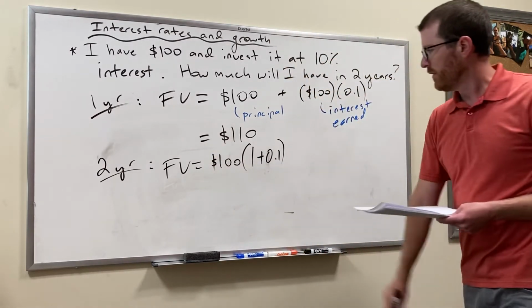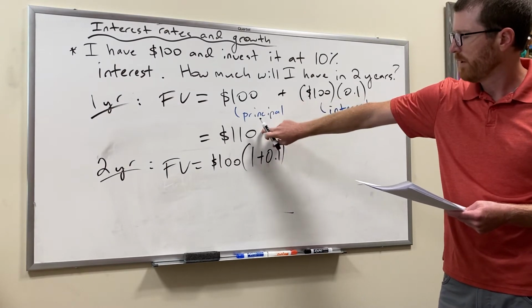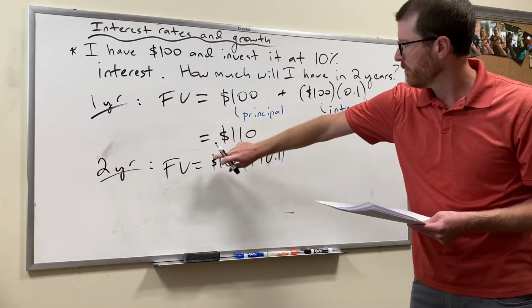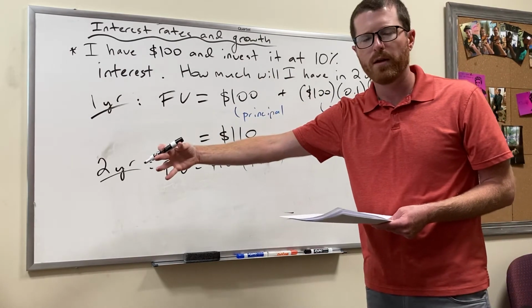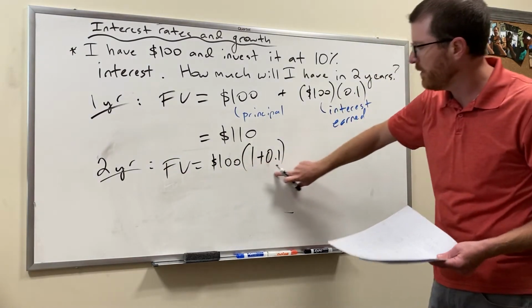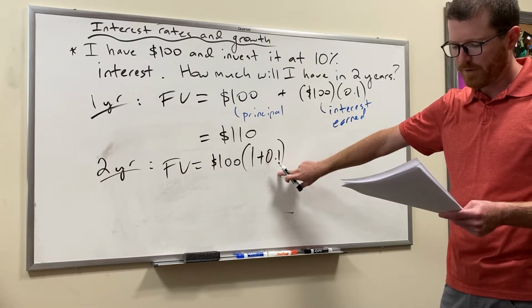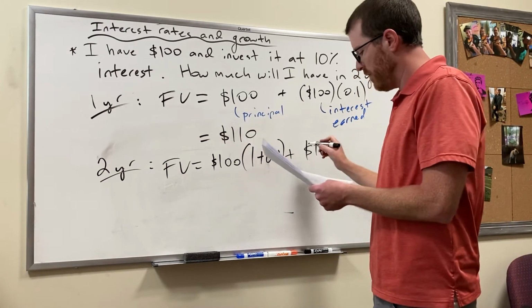This is our principal. That's what we just solved for right here. So this is our new principal. We started out with $100. That was our principal when we were solving for year 1. But after year 1, we've got $110. And that is the $110 that we generated here. And we're going to add that to the interest that's earned.